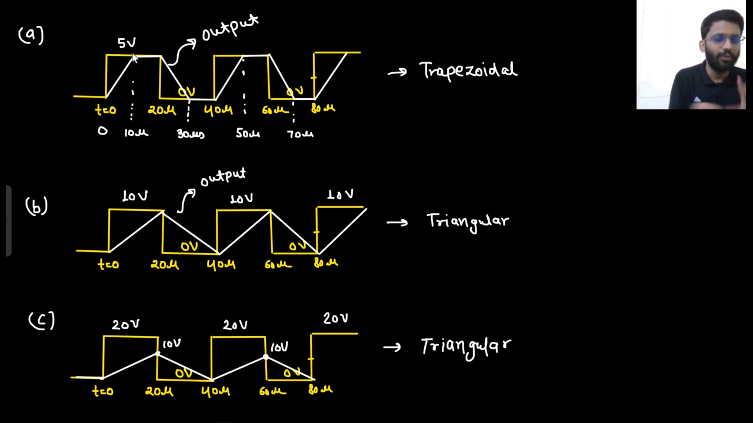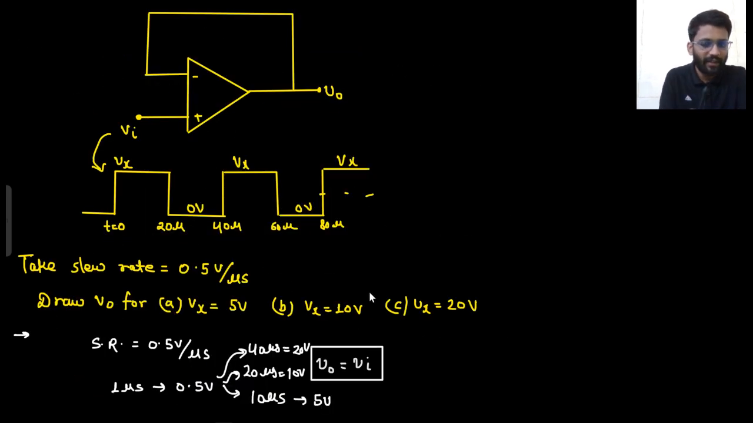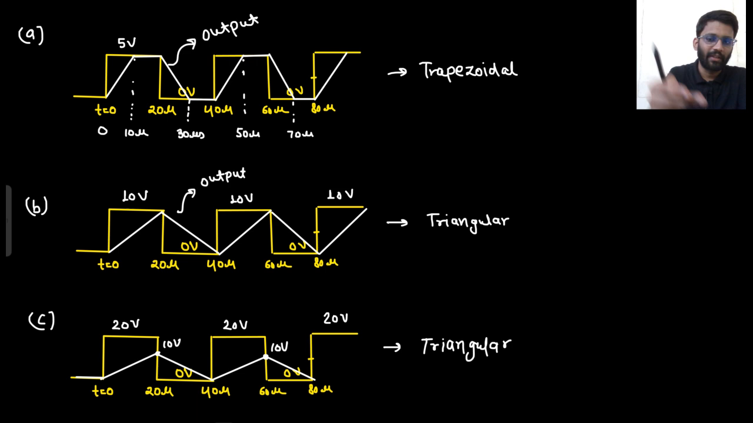The next one, the input is going from 0 to 10 volt. Output will say I will follow you. I will also go from 0 to 10 volt, but it will take me 20 microsecond. Then what will input say? Input is saying that I need to go from 10 volt to 0 volt. So output will also go from 10 volt to 0 volt, but it will take me, sorry, 20 microsecond, because for gaining 10 volt it requires 20 microsecond.